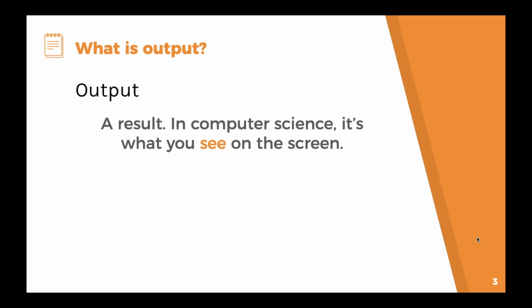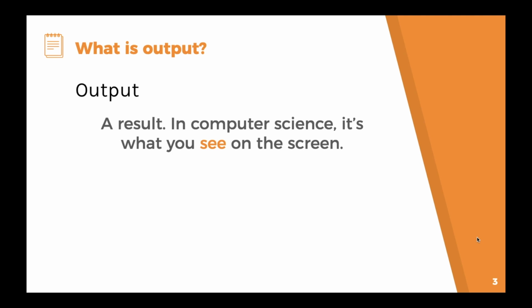So we're going to start off with what is output. I like to keep my definitions very simple. If I can't give you a simple definition, then I have not figured out an easier way to explain things. And that's the whole point of Tech Savvy Code, for anybody to be able to learn how to code in a simple way. So output is a result. In computer science, it's pretty much what you see on the screen.